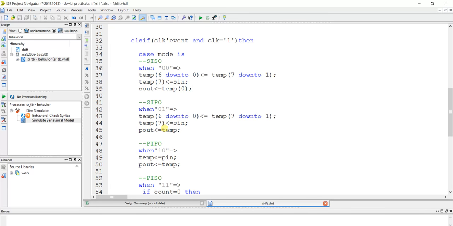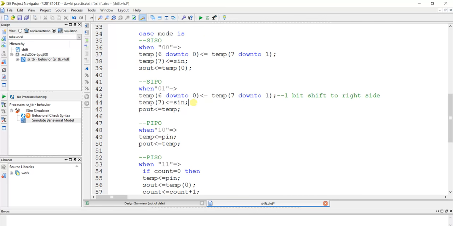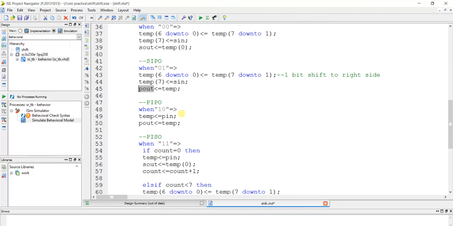When my mode bits are 0 1, the same statement which is used for one bit shift to the right side is used. So this will shift your data by one bit in the temporary signal, and then I'm loading my serial input, as it is serial input parallel output mode, and the entire data which is in temp I'm taking into the p out variable. So this is the parallel output variable. So this is serial input parallel output.